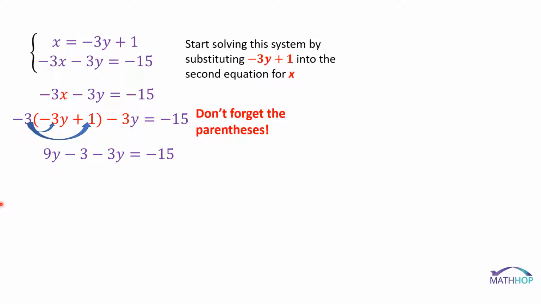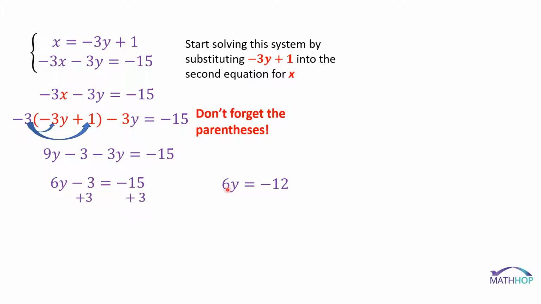All right, now we'll just clean this up. 9y minus 6y is equal to 6y. Bring down my negative 3, didn't do anything with that. Now I want to solve for y. I have to get rid of this negative 3. What is the opposite of negative 3? The opposite of negative 3 is positive 3, so add 3 to both sides. We get 6y equals negative 12.